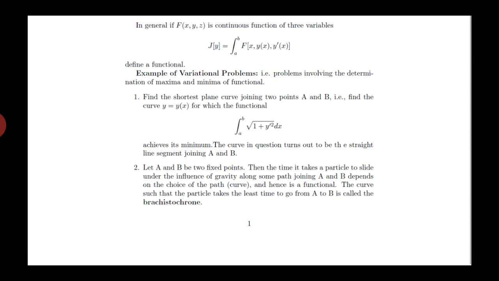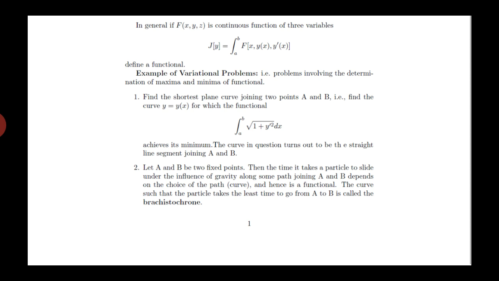The second problem is: let A and B be two fixed points. The time it takes a particle to slide under the influence of gravity along some path joining A and B depends on the choice of the path, and hence is a functional. The curve such that the particle takes the least time to go from A to B is called the brachistochrone, and this problem is called the brachistochrone problem.